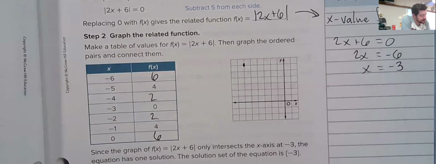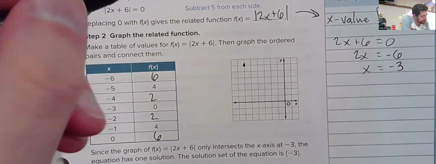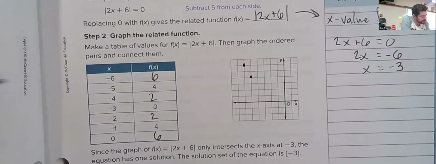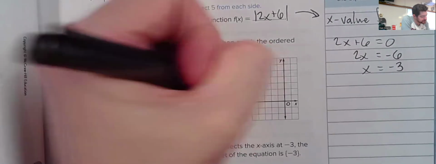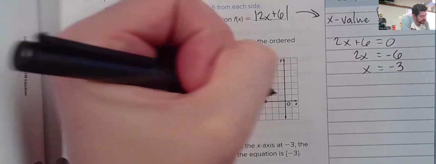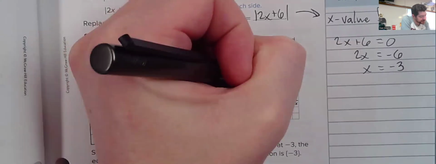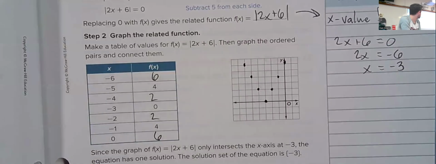-6, 6. We've got -5, 4. -4, 2. -3, 0. -2, 2. -1, 4, and 0, 6. So there it is.